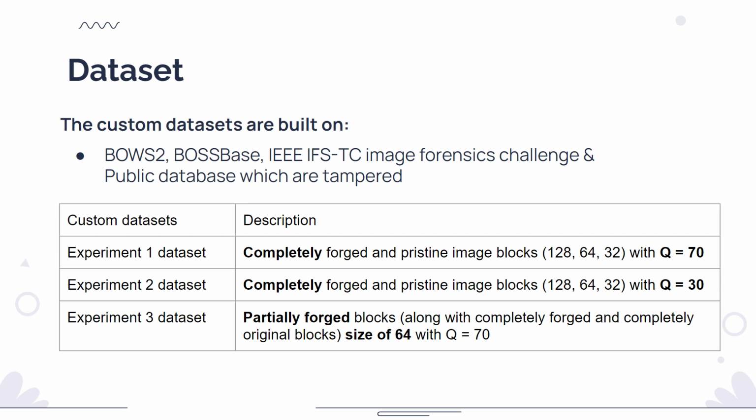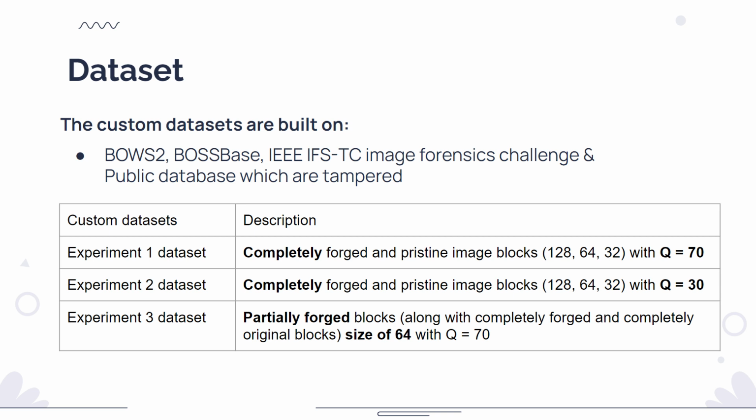The custom datasets are built on BOSS S2, BOSSbase, and IEEE public database, which are tampered on specific requirements. For experiment 1 dataset, the left region of an image is tampered with each of the 10 information preserving operations, which is then post-JPEG compressed with quality factor of 70, then divided into blocks. Experiment 2 dataset is built similarly to experiment 1, but the main difference is the images are post-JPEG compressed with quality factor of 30.